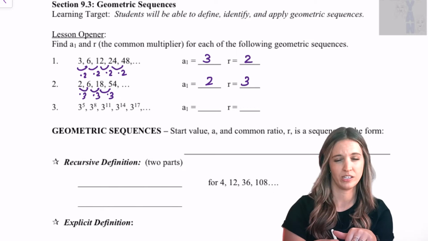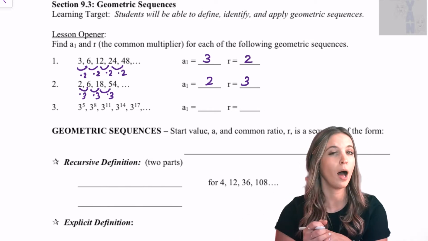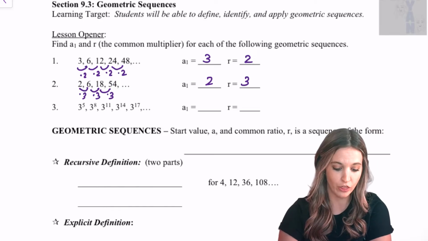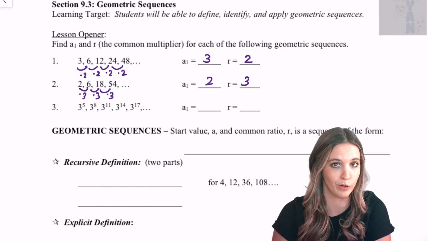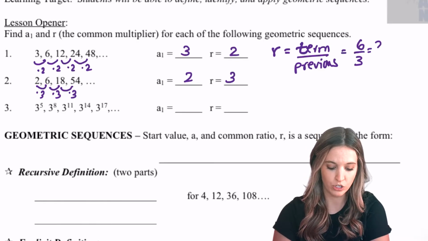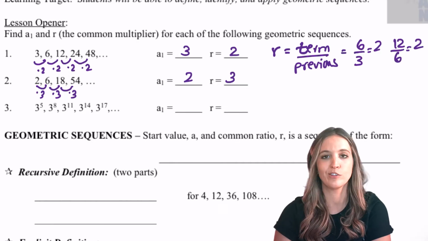Well, if geometric sequences are multiplying by a common ratio r, if I want to find r quickly, I can take the term and divide by the previous term. So in this case, I could take 6 and divide it by 3 and get 2, or I could take 12 divided by 6 and get 2, and so on.